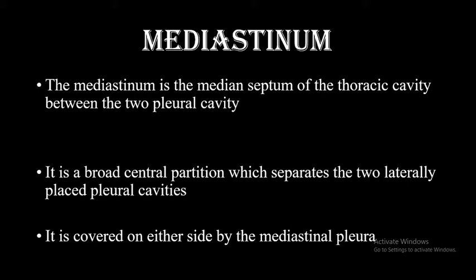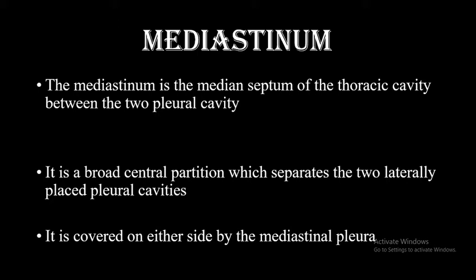Now as you know, there are two lungs, the right and the left lung, in the thoracic cavity, which are covered by a coating called the pleura. So the mediastinum is basically a median septum of the thoracic cavity and it lies between the two pleural cavities. It is a broad central partition which is separating two laterally placed pleural cavities. So it is acting as a separation between the two pleural cavities present on either side.